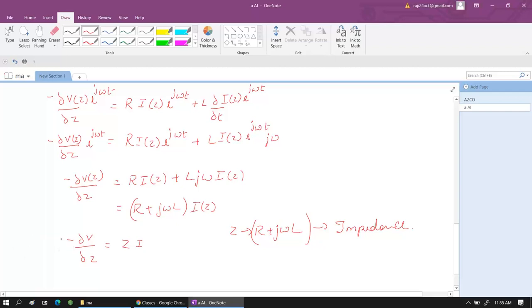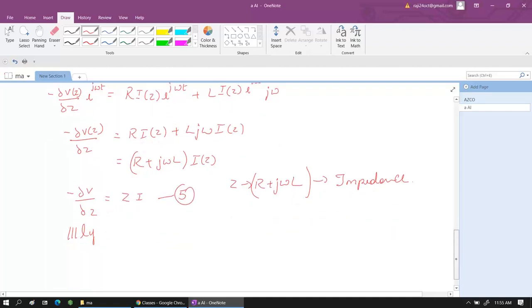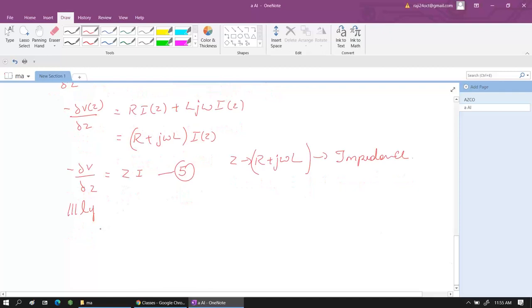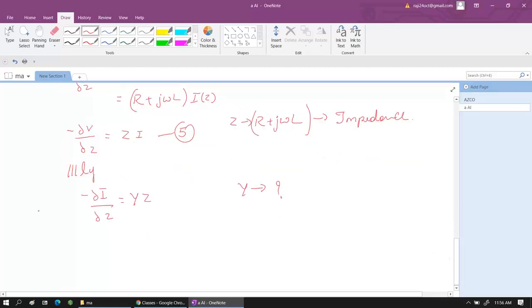Now, in a similar way, where did we stop? 3 and 4. So I'll consider this as equation number 5. Now if I simplify my equation number 2 with the same procedure, I should end with an expression minus dou I by dou z is equal to Y into V, where you will get a term. You have to tell me what is Y. That is like a task for you guys. I'll tell you, so you have to complete it.